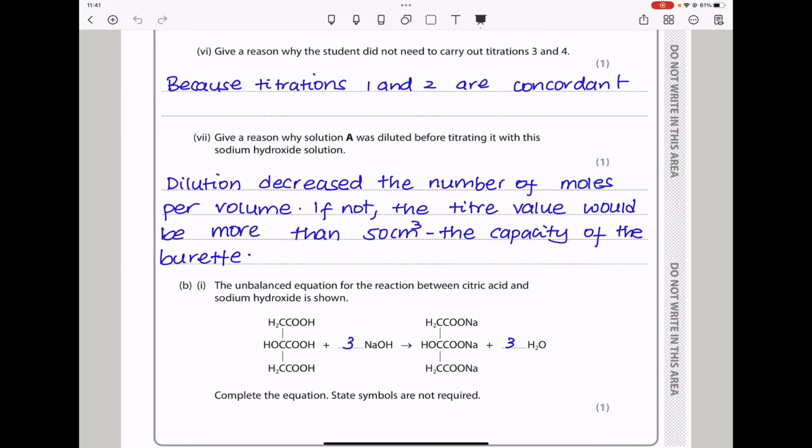And down here they say the unbalanced equation for the reaction between citric acid and sodium hydroxide is shown. They wanted you to complete the equation as the symbols are not required. This is a reaction between sodium hydroxide and an acid. So the hydrogens are going to be lost, replaced by sodium, and then those hydrogens will combine with the left OH to form water. So we will see this is going to be 3 and that 3.